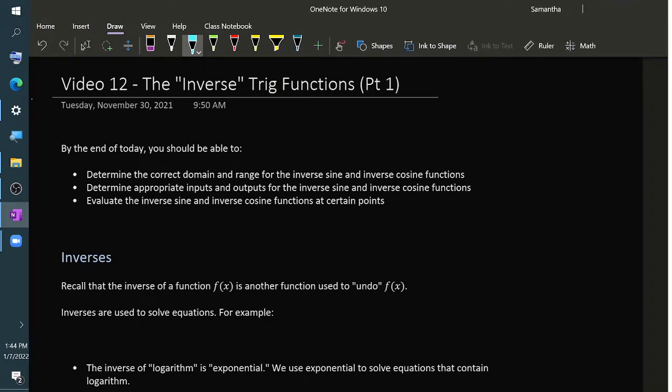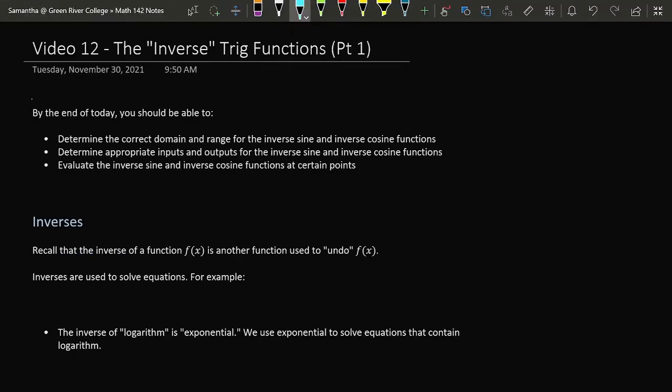Today we're going to introduce a function called the inverse sine function, whose purpose is to destroy sine and to liberate variables like t from within sine. So by the end of today, we should be able to figure out the domain and range for the inverse sine and inverse cosine functions. We should be able to figure out what is an appropriate input or output for these functions, and we should be able to evaluate these functions at a certain location.